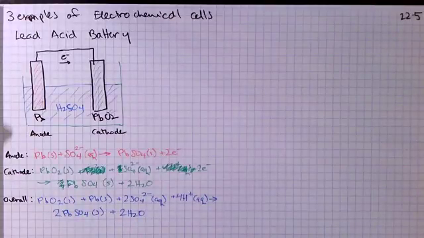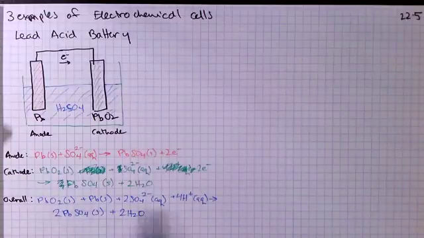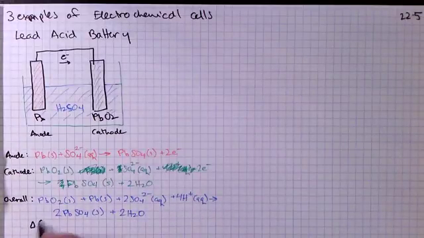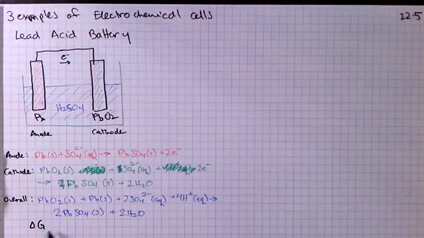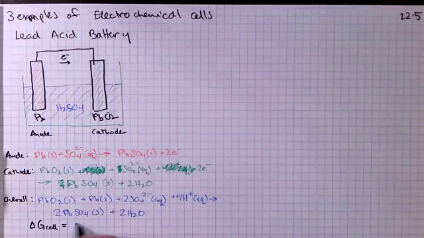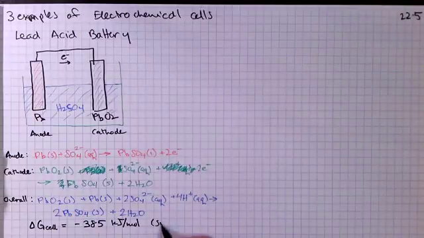Okay, and we can calculate the free energies or look up the free energies of formation of all these various compounds and figure out what the change in free energy per mole of the cell is. And in this case, it's going to be minus 385 kilojoules per mole. So this is a spontaneous reaction. So this is actually a galvanic cell.